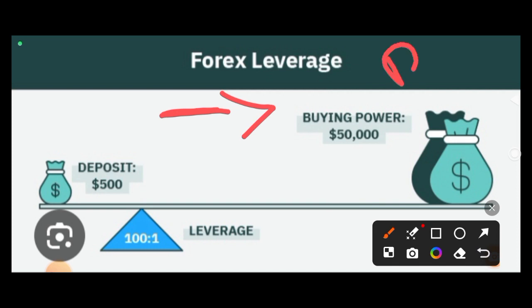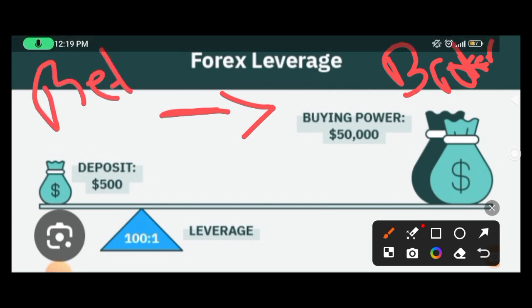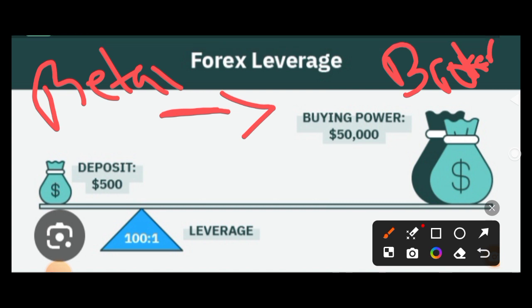This is one of the major problems brokers solved for us as retail traders. A long time ago, we retail traders couldn't participate in the forex market because of lack of funds, but brokers came and they brought in what is called leverage. So now leverage is simply your buying power.